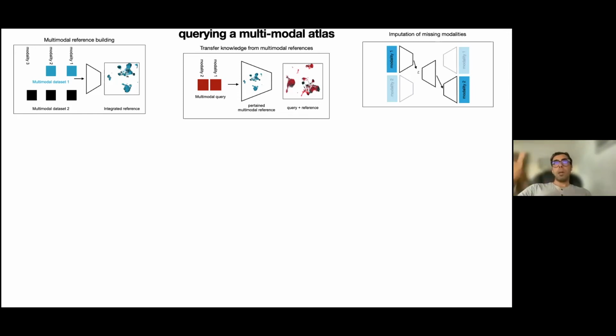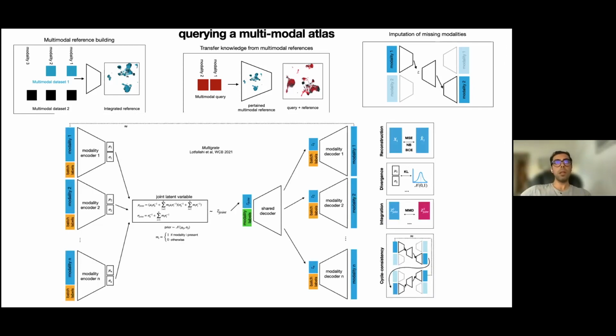And again, you can do query to reference mapping with a data set which can contain all of the modalities in the reference or only one of them. This is basically what we desire to do. And once you have built these reference atlases, so multiple reference atlases, you can use them for data imputation and then joint analysis of multimodal data sets.